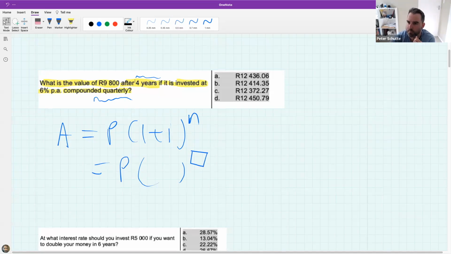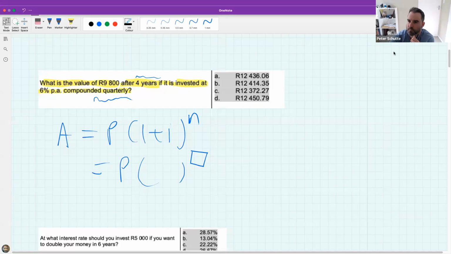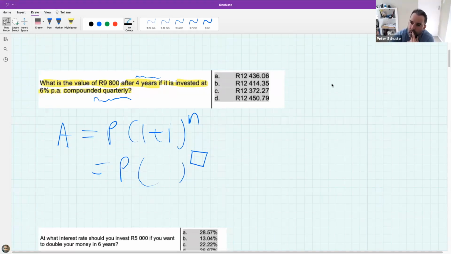Masejo, let's go to you. Hello, sir. So I think it's going to be 4 times 4, because quarterly means 4, obviously. So it's going to be 4 years time. So then the n is going to be 16. Perfect. So we've got 16 quarters in 4 years. Now, while I've got you, could you help us with the interest rates?